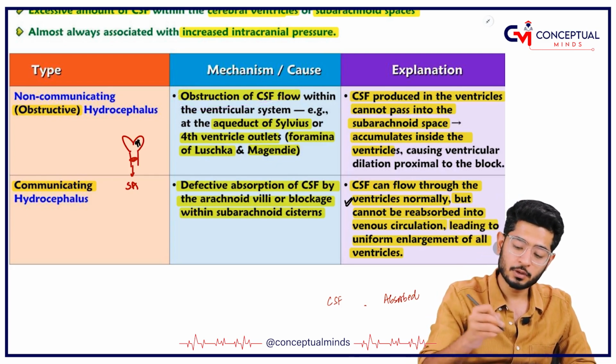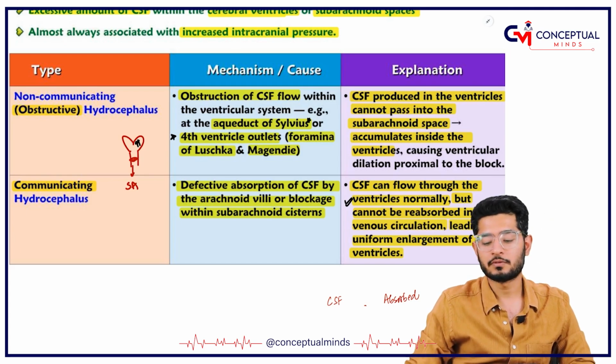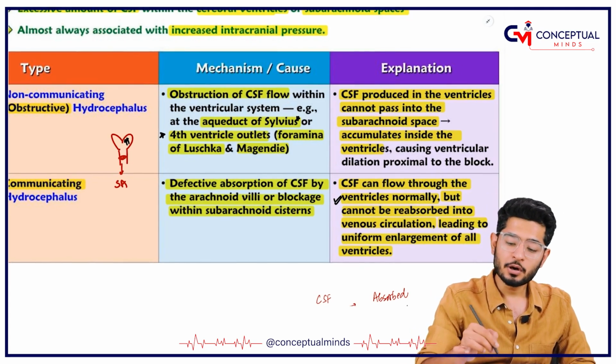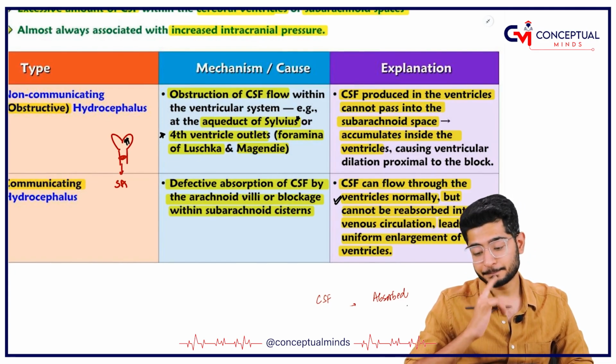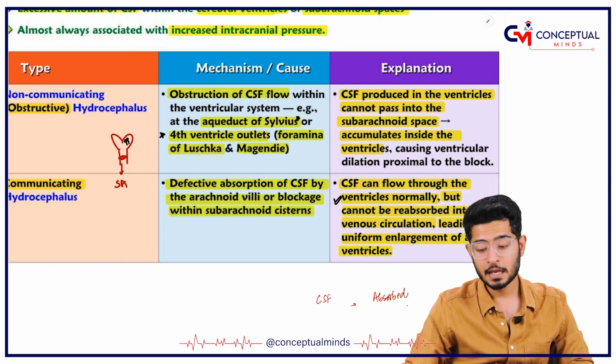It can be in the aqueduct of Sylvius, or in the fourth ventricle outlets like the foramen of Luschka and foramen of Magendie. For the explanation, please understand that CSF produced in the ventricles cannot pass into the subarachnoid space, and that is going to accumulate inside the ventricles.